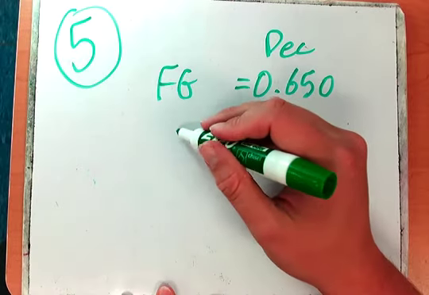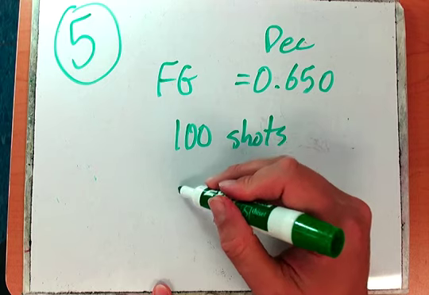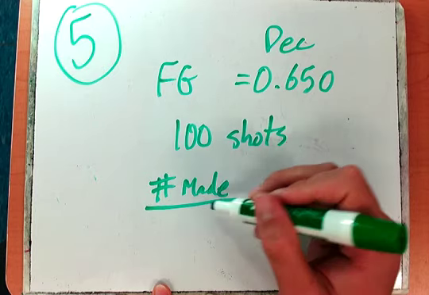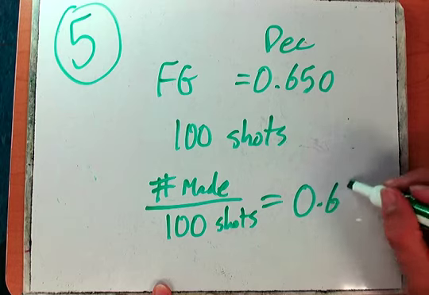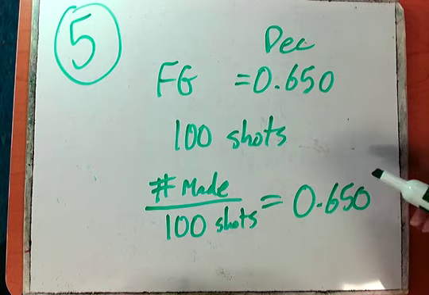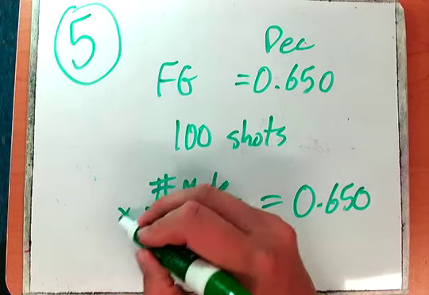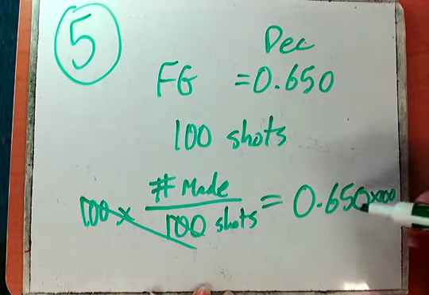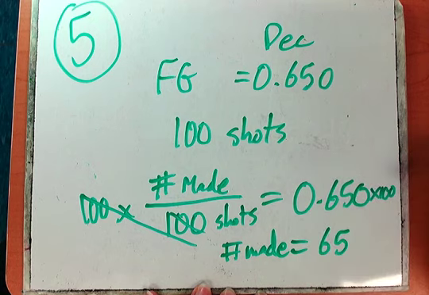Then if he shot 100 times, so 100 shots. Well, basically, the way that we set this up is we have a number of shots made over top of the total number of shots, over 100 shots, is going to give us 0.650. So how do we do this? Well, all we have to do is take this bottom and multiply it. So if we multiply by 100 here, that actually cancels that out with the bottom, but we have to multiply by 100 up here. And so the number made, which we're looking for, is this times 100, which is 65. So LeBron made 65 shots in this idea.